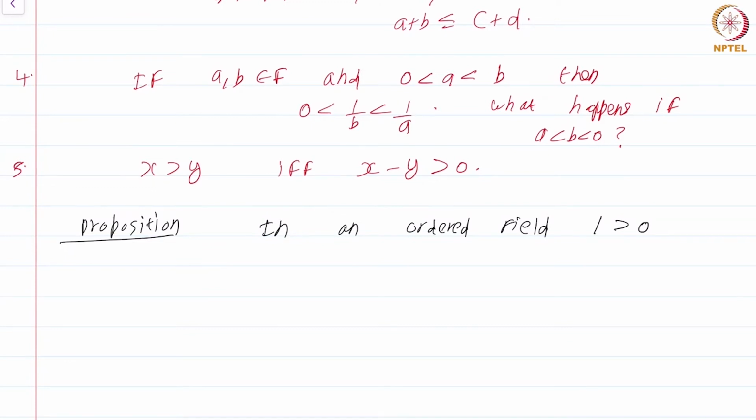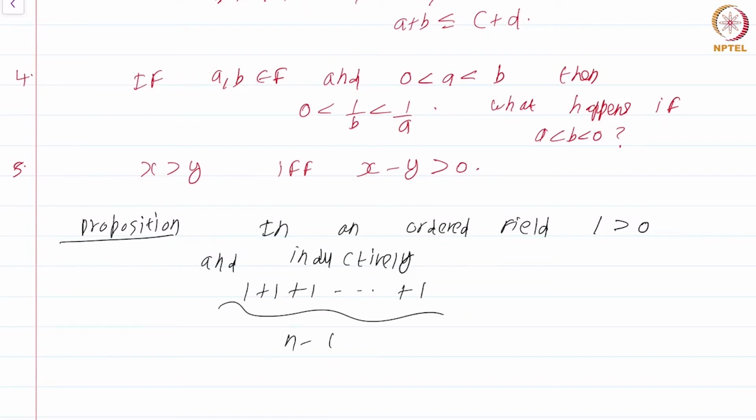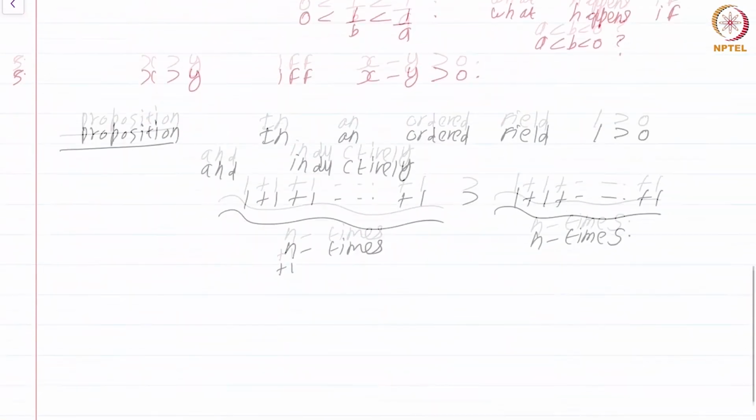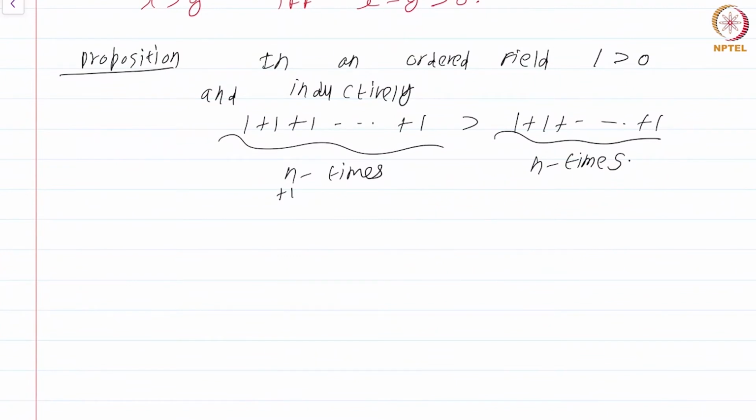Not only do you have 1 greater than 0, and inductively 1 plus 1 plus 1, n times, is less than n plus 1 times, 1 plus 1 plus 1 plus 1. Okay, so we have 1 greater than 0, and inductively 1 plus 1 plus 1 plus 1 is always greater than 1 plus 1 plus 1, n times alone. Proof.